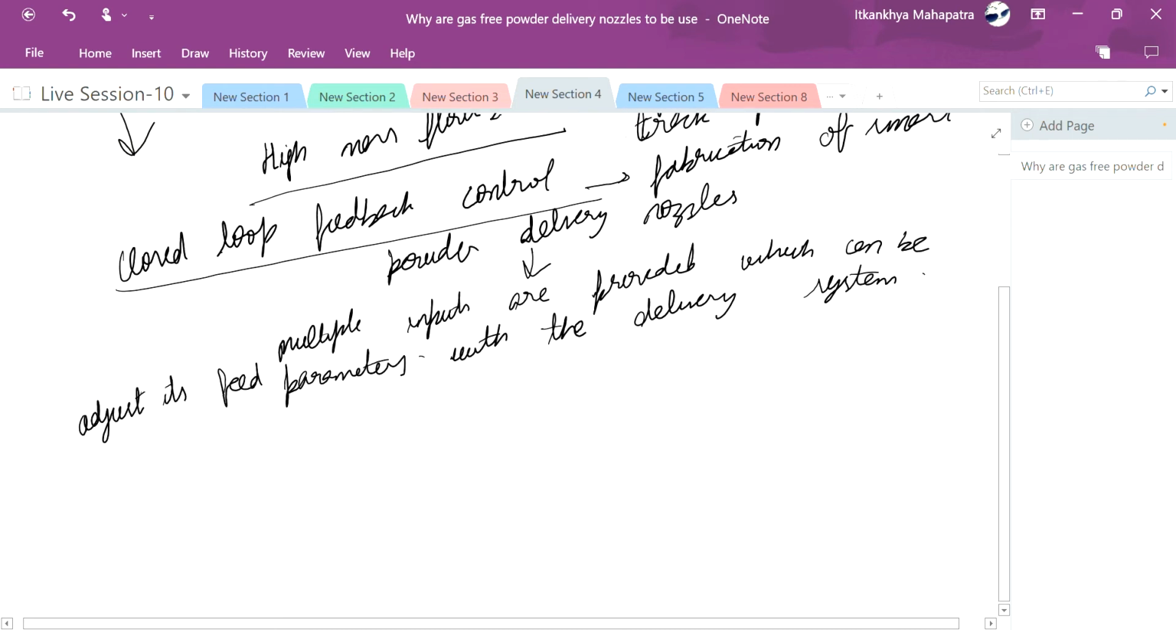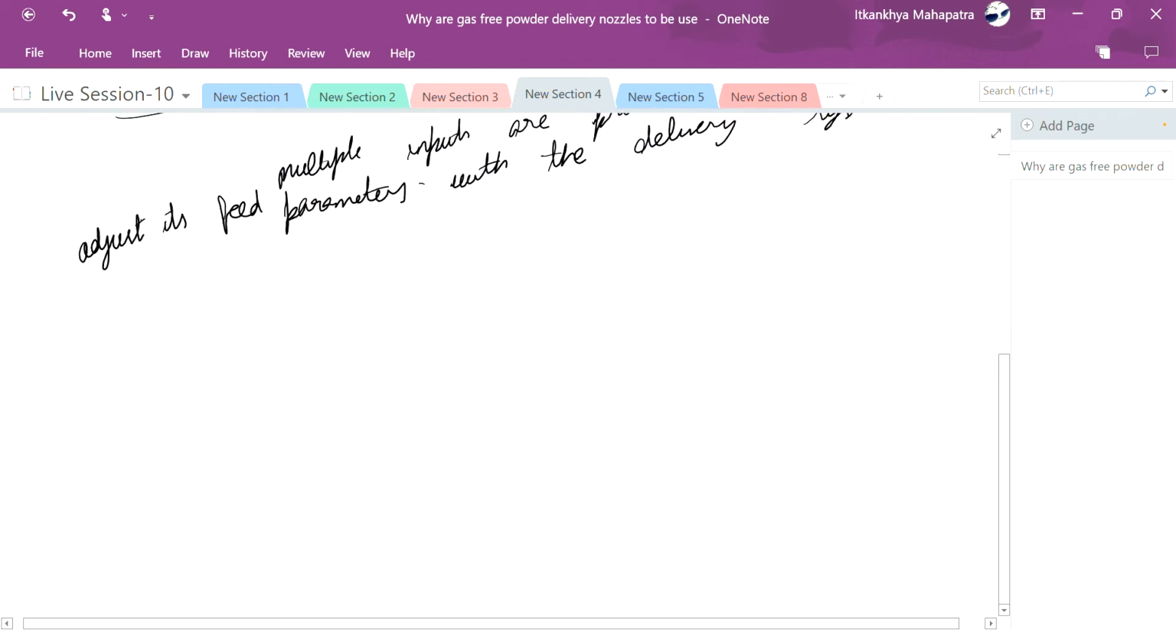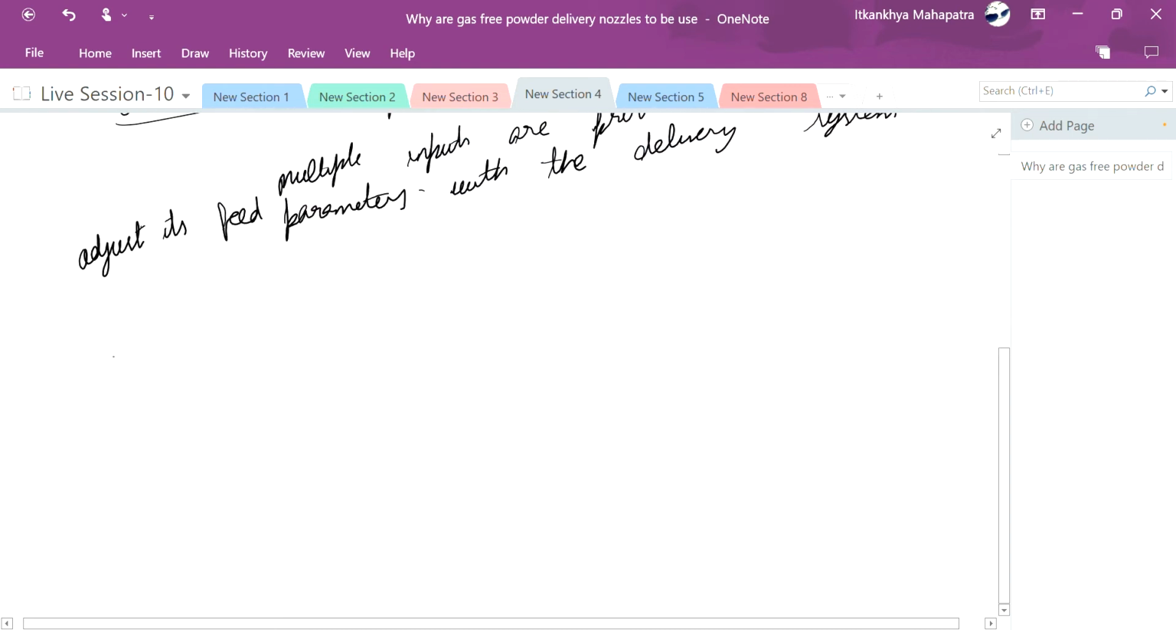Next is melt pool oxidation. Why is melt pool oxidation created? Melt pool oxidation is prevented by shielding gas.